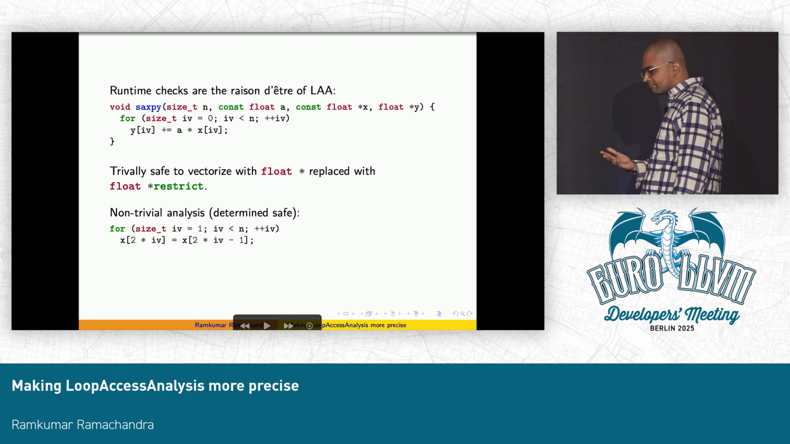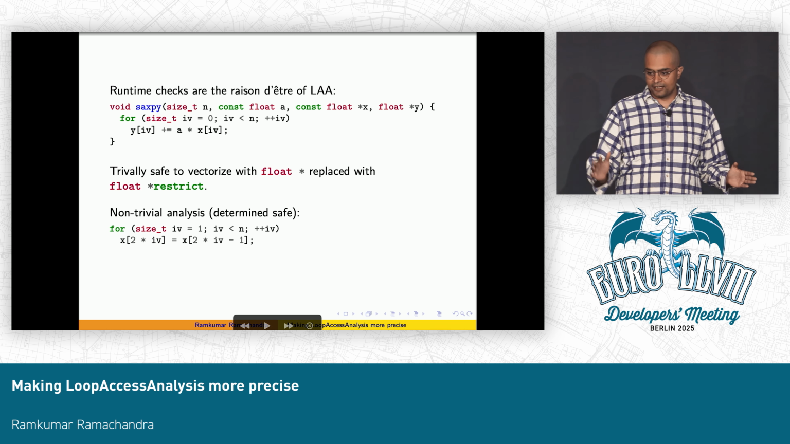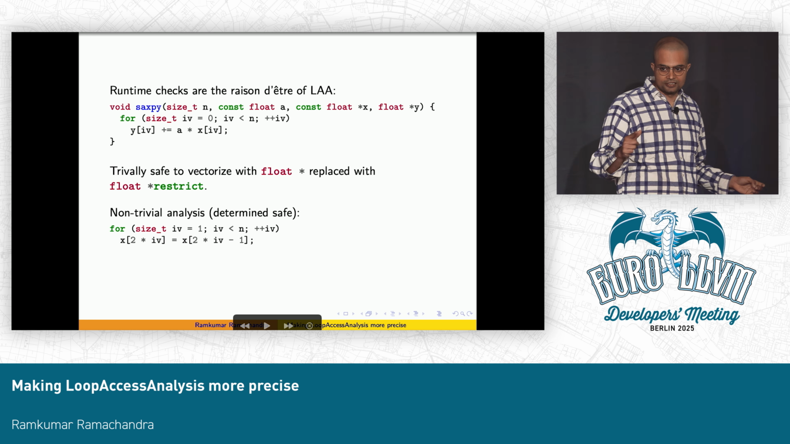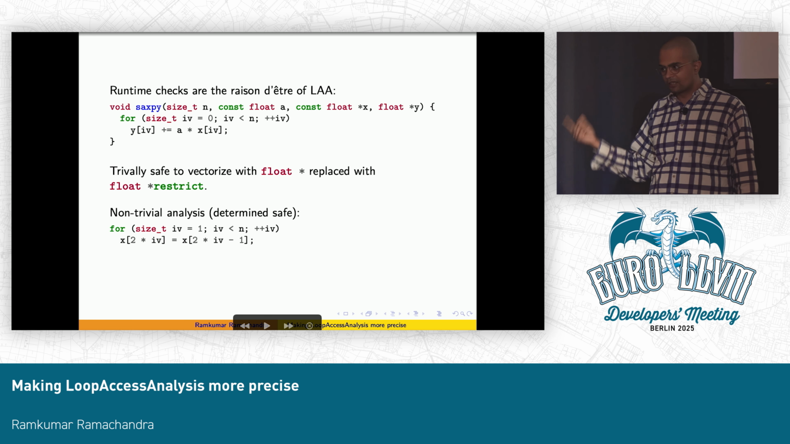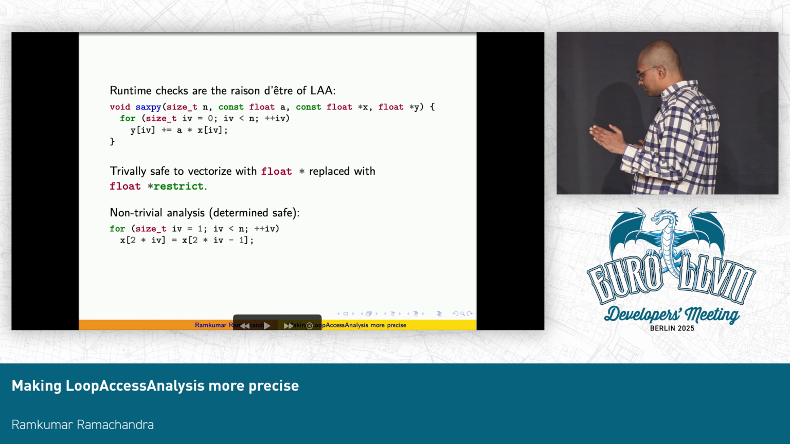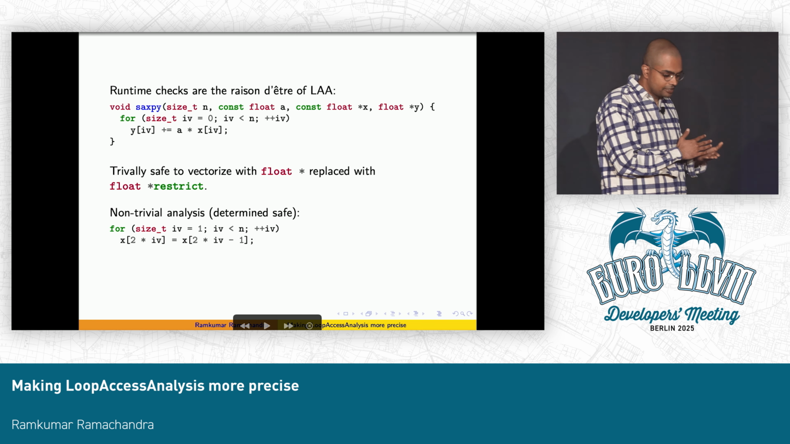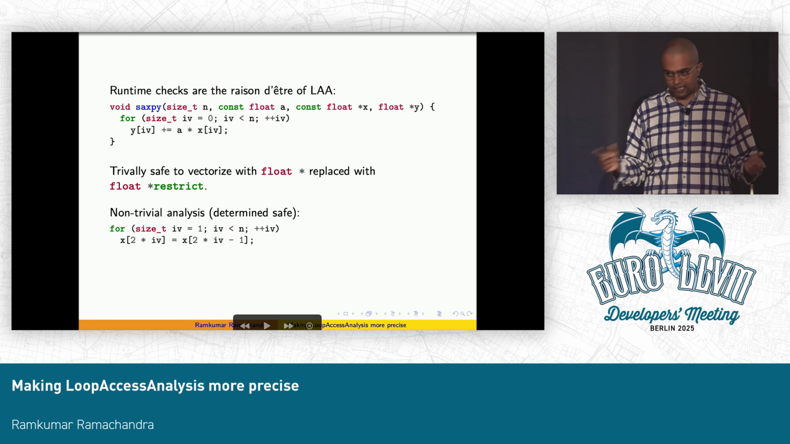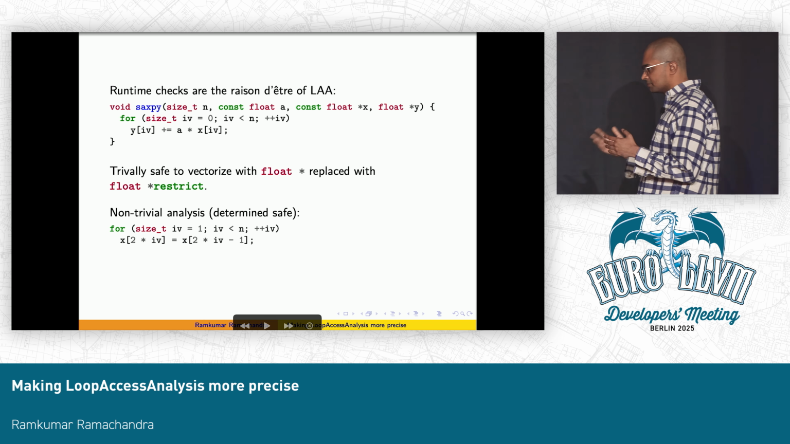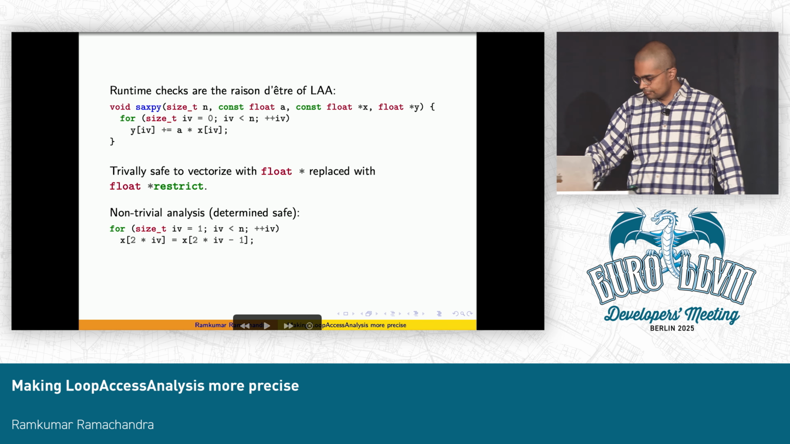It determines that this is safe, because I've actually taken 2 times IV. If you take IV equals IV minus 1, what happens is that it synthesizes it into a memcpy. So I just made it 2 times, so that for the purposes of you being able to check out the example.